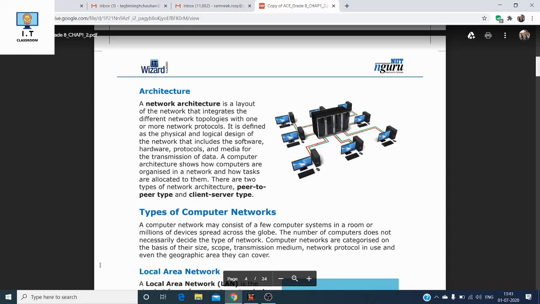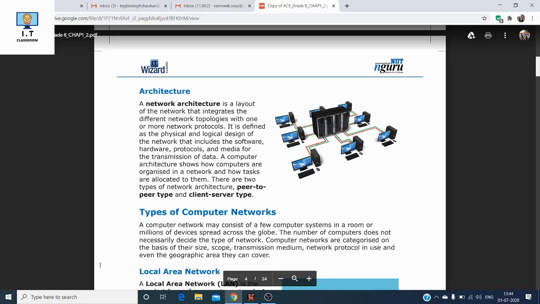Next, we will discuss now about client-server type. Client-server network is one in which one or more computers are designated as server and the other computers on the network are called clients, which can request services from the server.